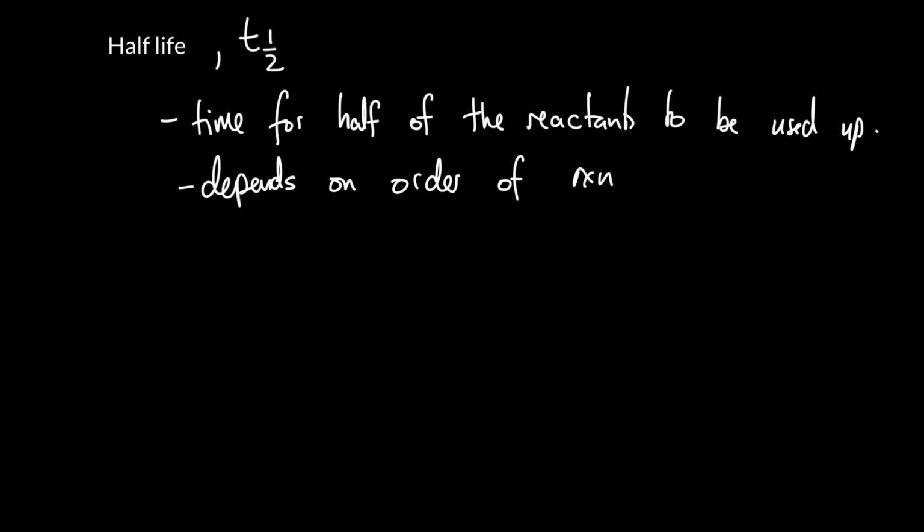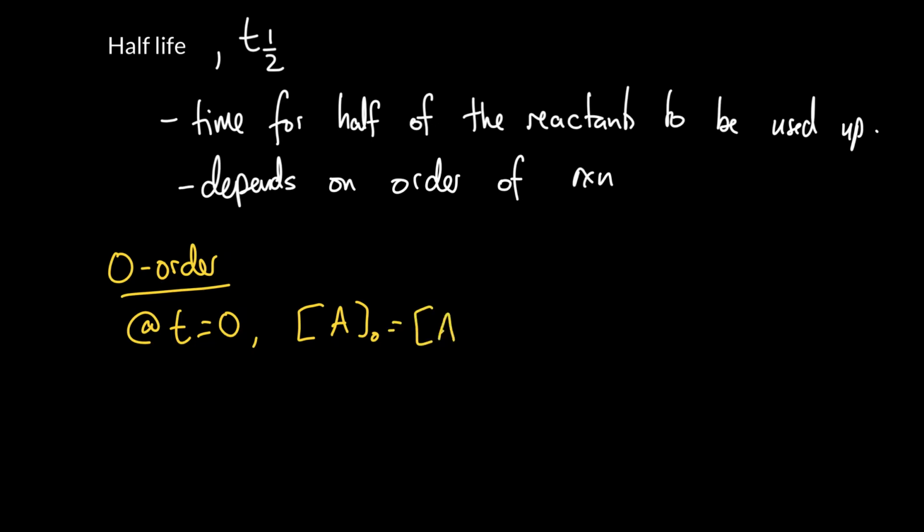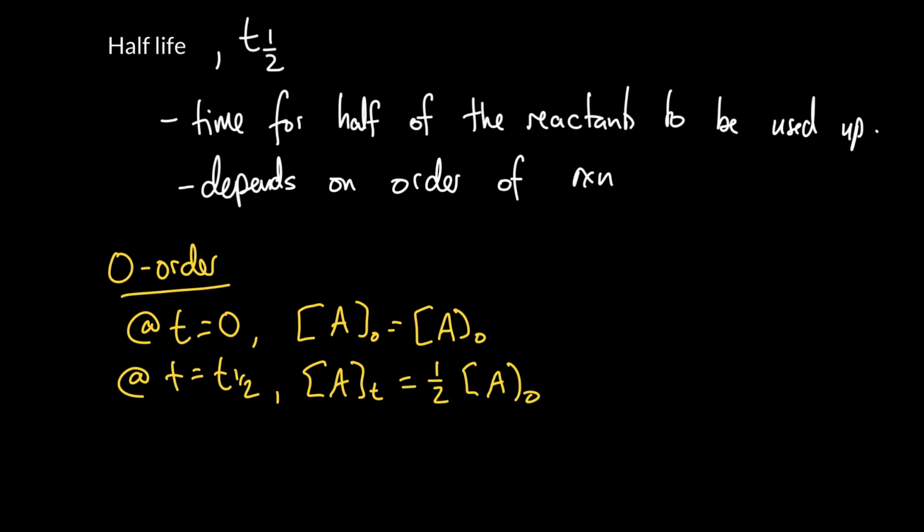And if you've got a zero order reaction, we can go ahead and calculate the half-life as follows. So what we're going to do is say at time equals 0, the concentration at the start of the experiment is just going to be the concentration at the start of the experiment. But at a time given by the half-life, the concentration at that time is going to be 1/2 of the original concentration. All right, so this is a zero order reaction, and we can write down the equation for a zero order reaction.